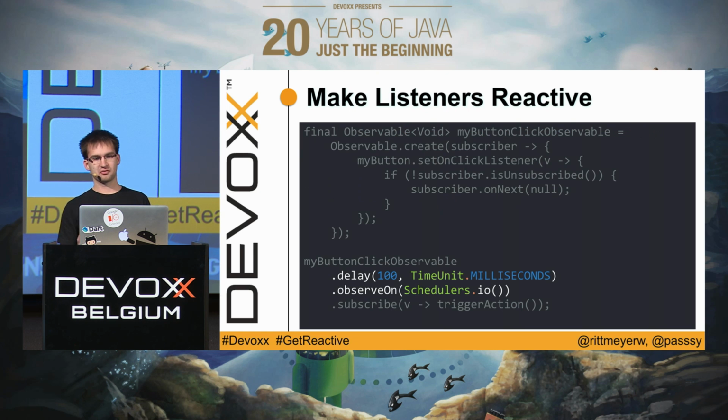But what can we do with an observable? Why do we need that? The main strength of RxJava is that you can combine observables, and you can move them off the main thread to a different thread, or you can do everything. So here's an example. I just delay the click. I'm not sure if this is useful. And I observe this on the IO thread, so my trigger action will be called on the I/O thread.